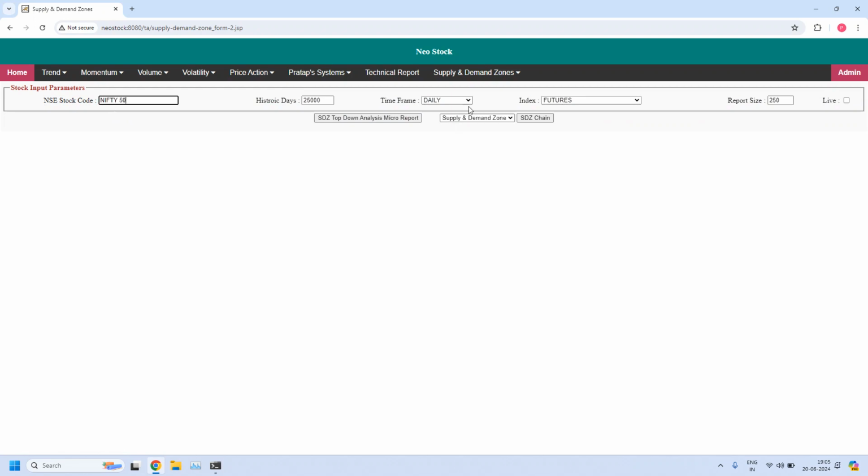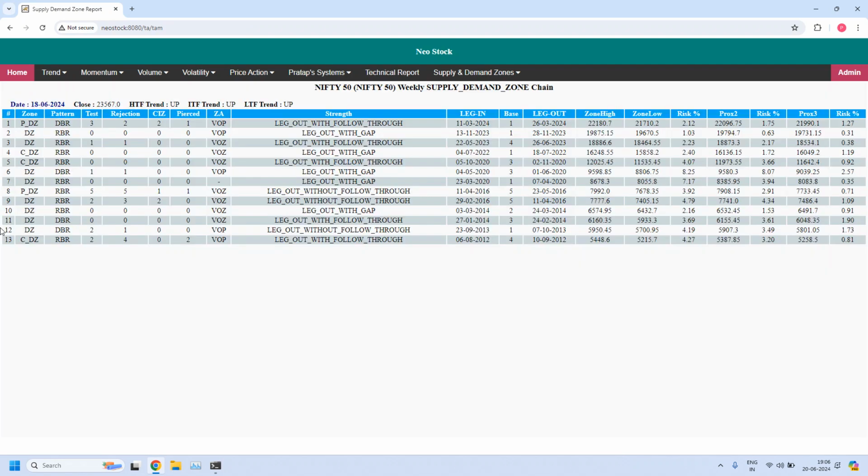So let us generate the chain starting from weekly time frame for Nifty 50. So I am selecting the entry time frame as weekly. I am generating the weekly supply demand zone chain. So this is the weekly chain.